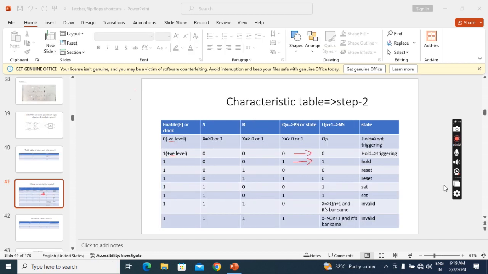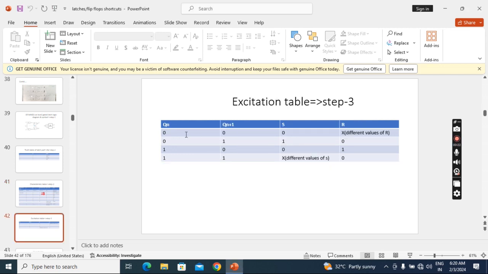In this lecture, we'll discuss the difference between characteristic table and excitation table. In the characteristic table, we will determine the next state value from the data inputs and present state. But in the excitation table, see here, we will determine the data input values from the present state and next state. Suppose for these present state and next state, what can be the input values? Like that.